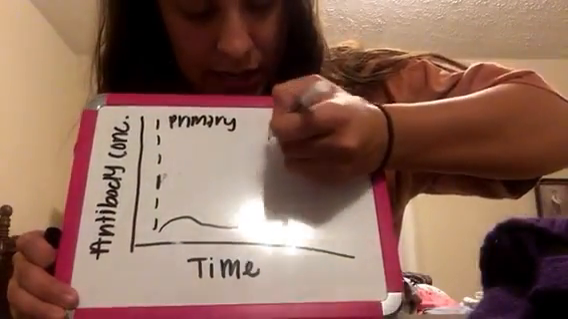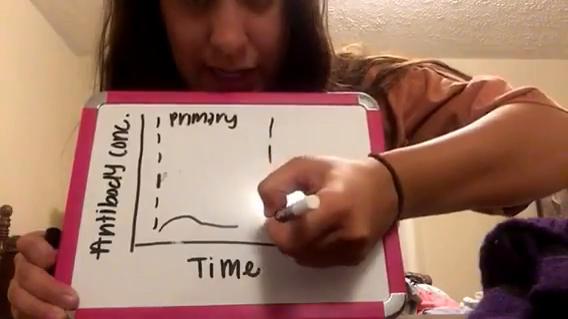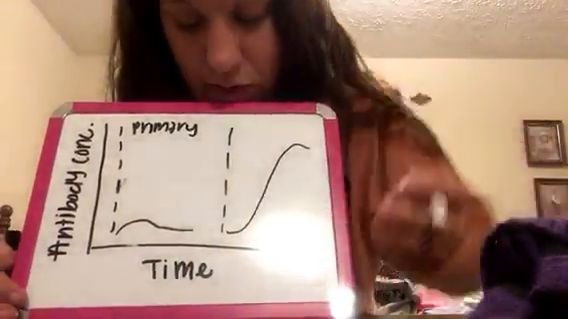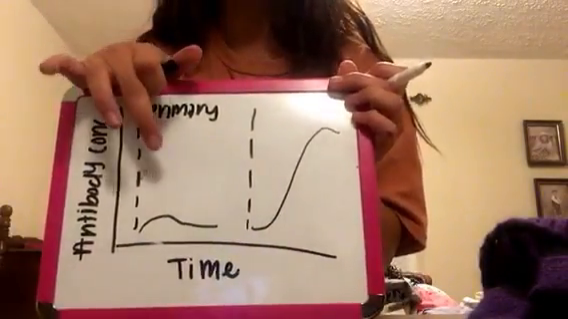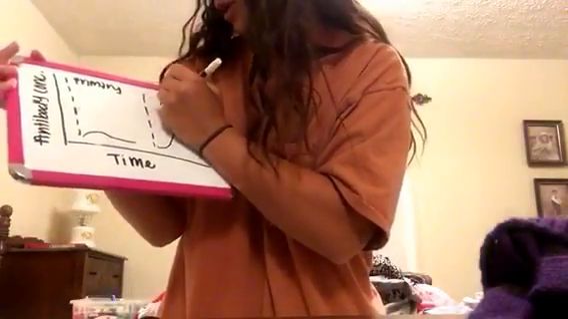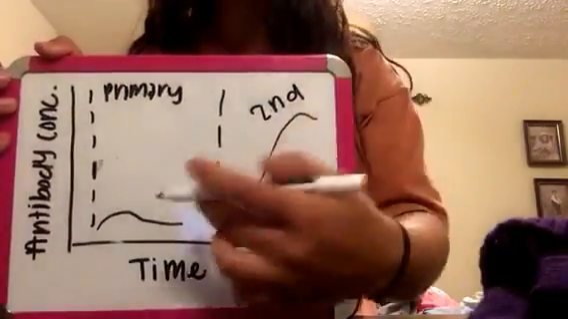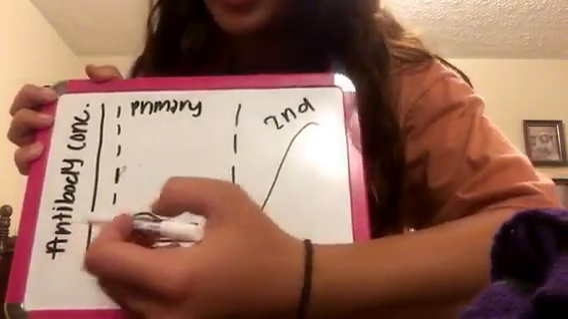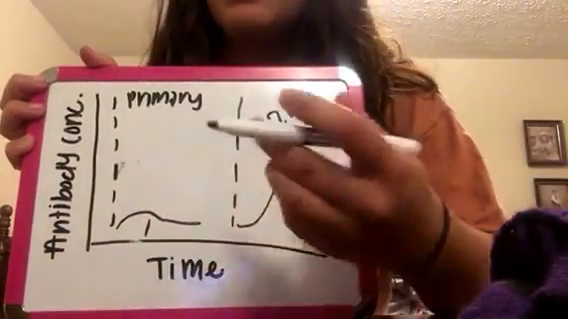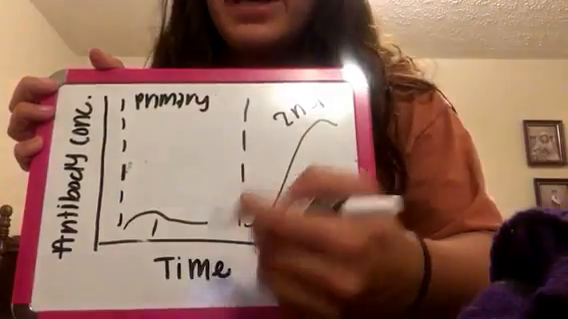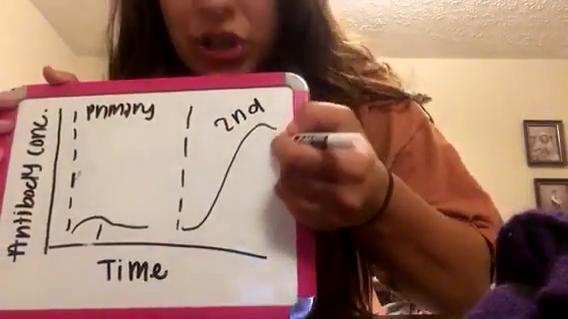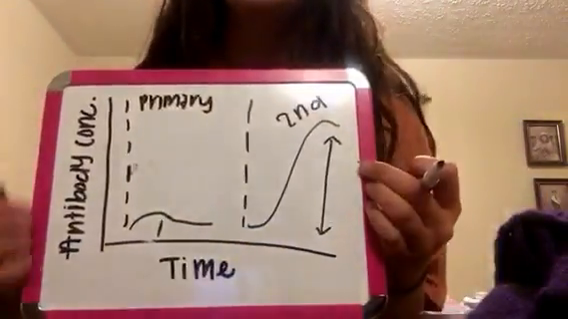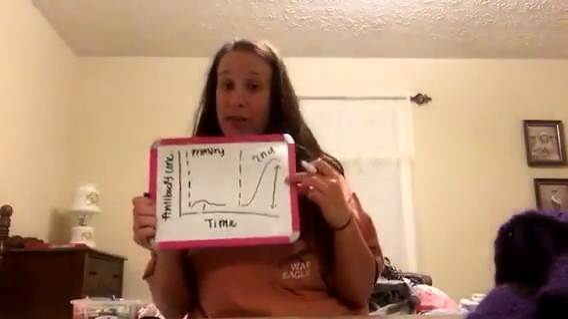Then here will be our secondary response, this line right here. So we'll start here and then we'll go like that. So primary, secondary. Let me write that up there so I'm clear. That is the secondary response. This is primary, secondary. As we see here, the concentration is very low. As I stated earlier, the primary response produces very few antibodies, especially compared to the secondary response. Look at this difference in the concentration. This is a huge difference in concentration. So the secondary response produces a lot more antibodies.